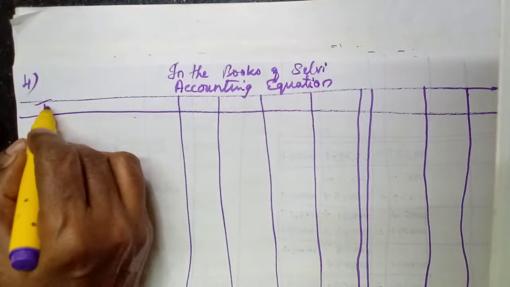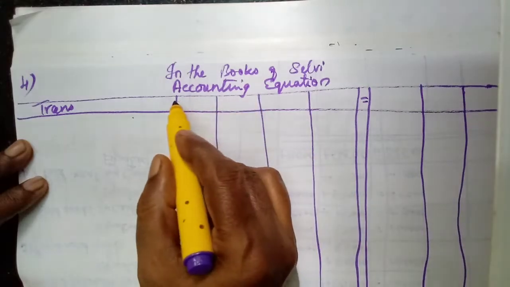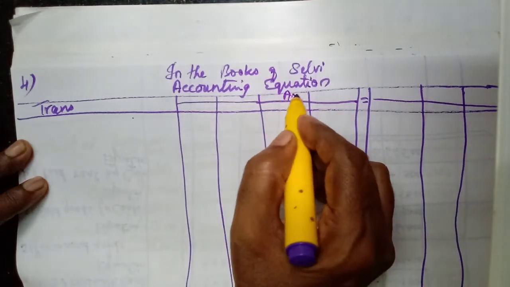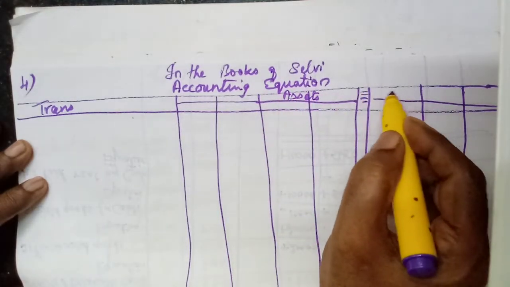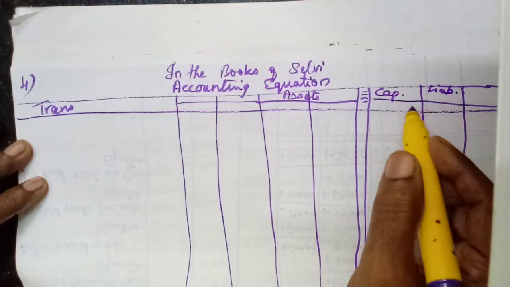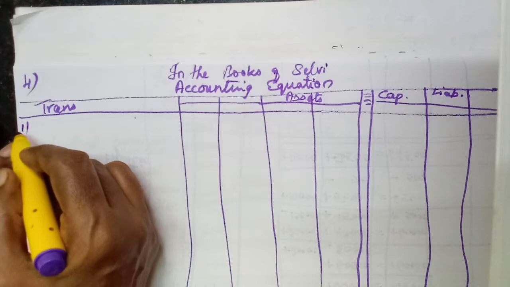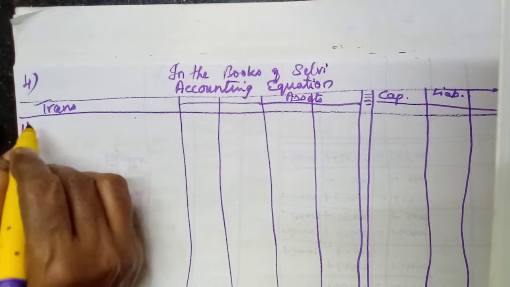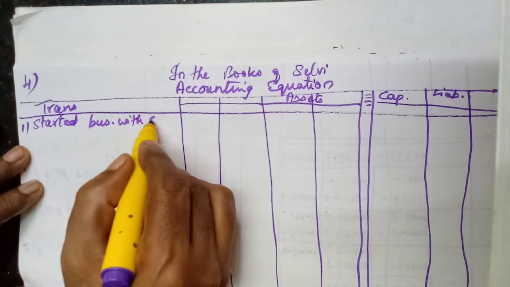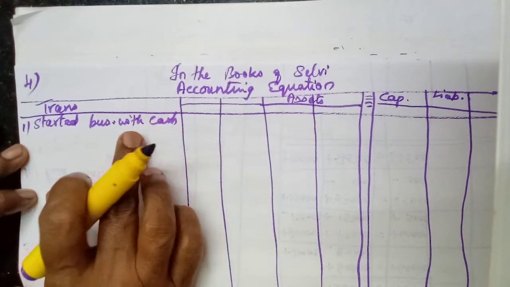Okay, now transactions you have to write. Then here we will divide it into 2. Here assets is equal to capital plus liabilities. Then any extra liability if it comes, we will write. The assets name also we will write separately and show. What is the first transaction? Started business with cash. You have to write in full. Okay. Here I am using short form just to complete within this column.